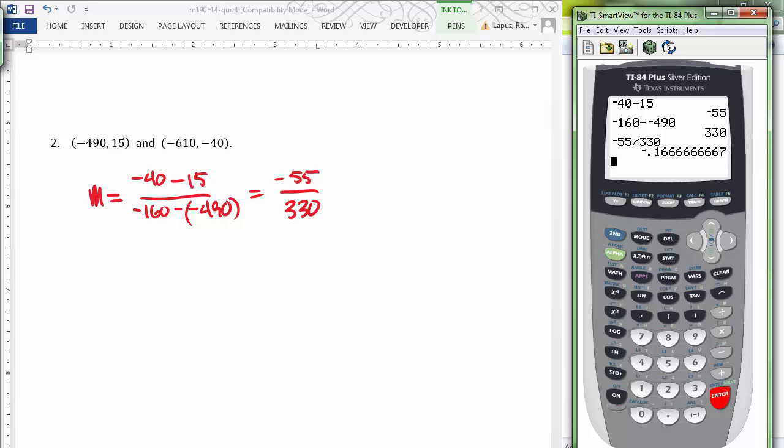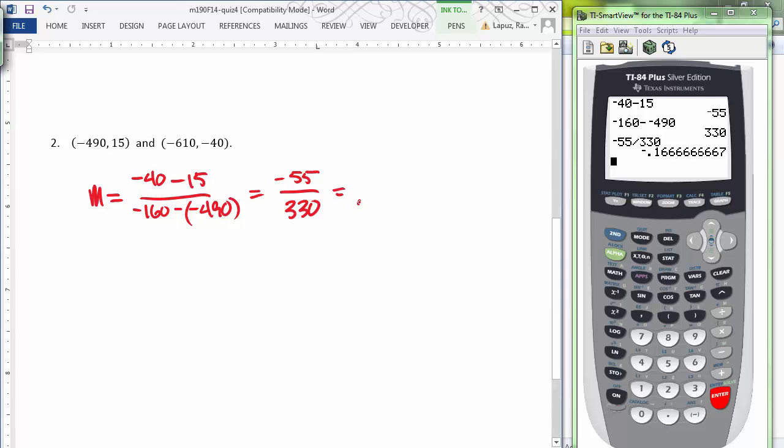This is like 1/6 or something like that. Let's keep that decimal there. So let's go 0.1, 6, and then it goes on forever. So let's round off to the nearest 3 digits. Okay, now we have our m. We need to find our y-intercept.